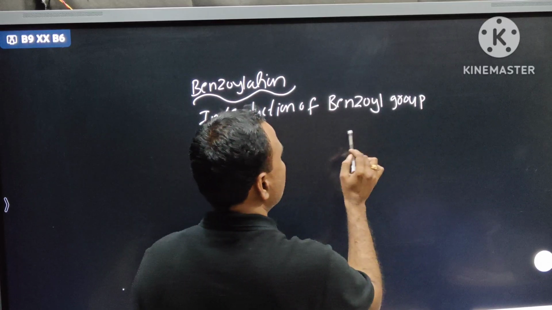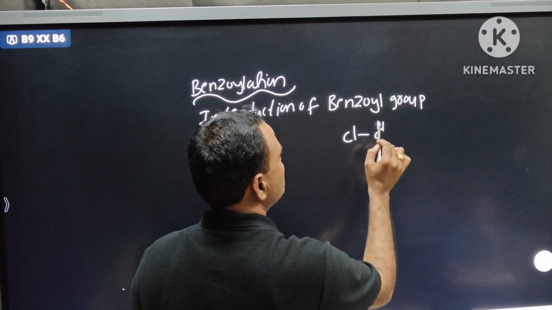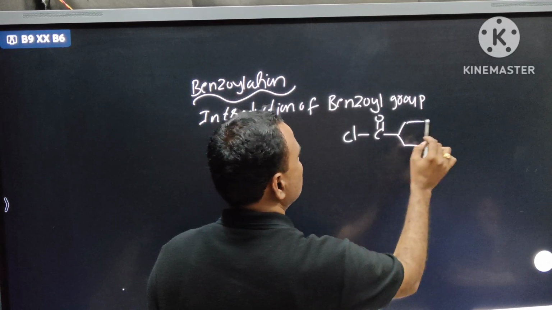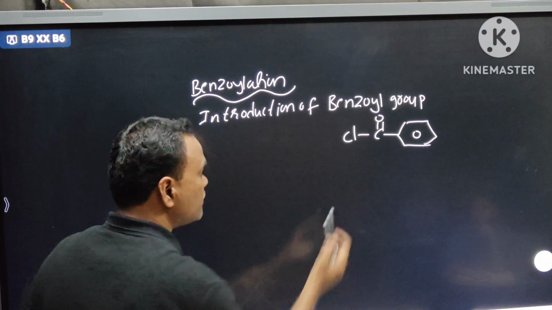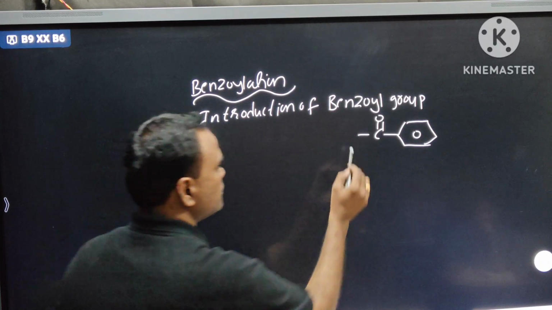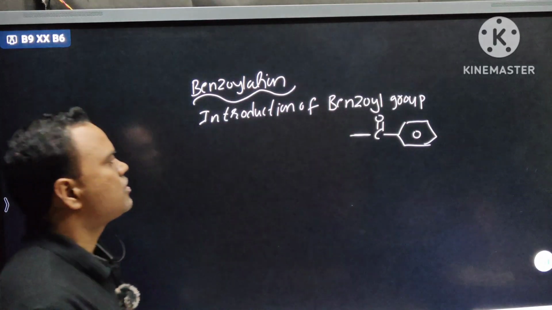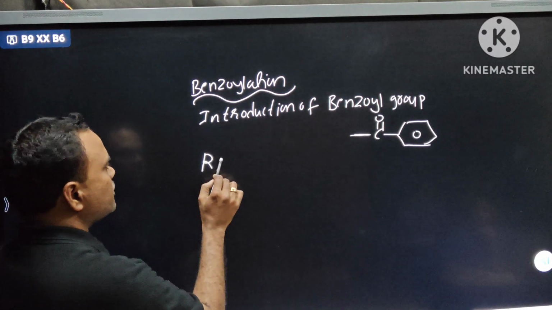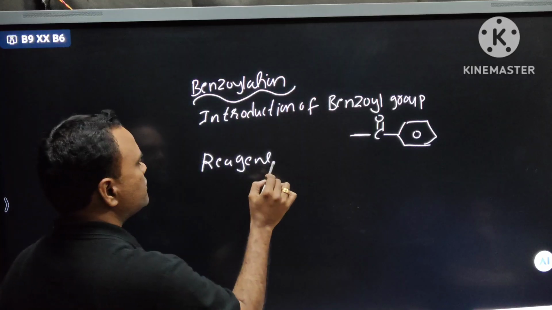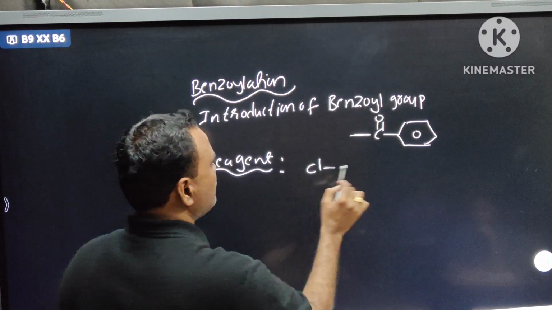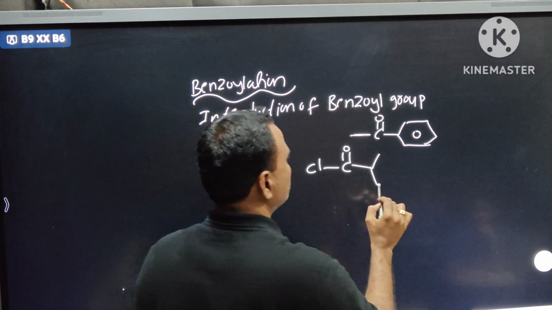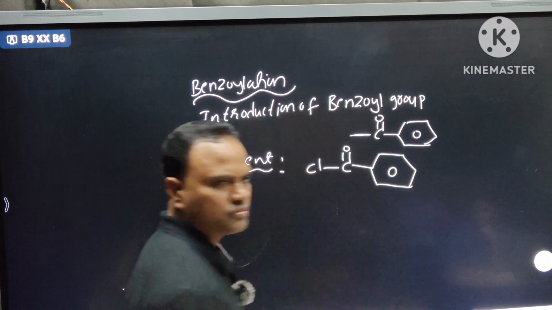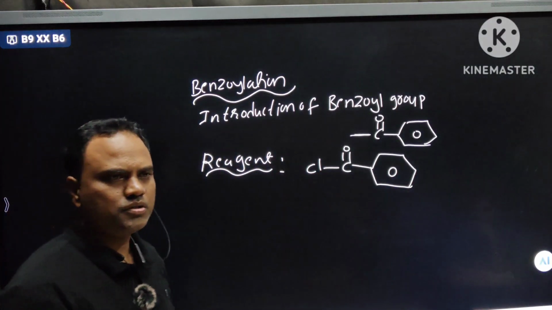Benzoyl group is Cl C double bond O, benzoyl chloride. This is the benzoyl group. The reagent for benzoylation is benzoyl chloride. Okay. Take one example.